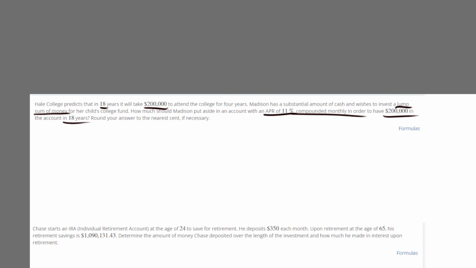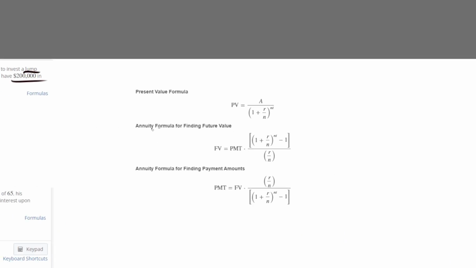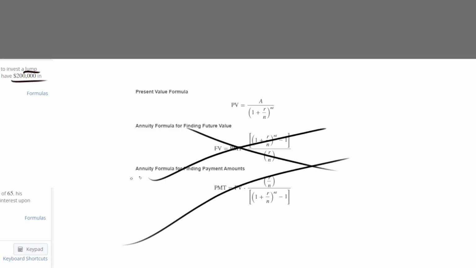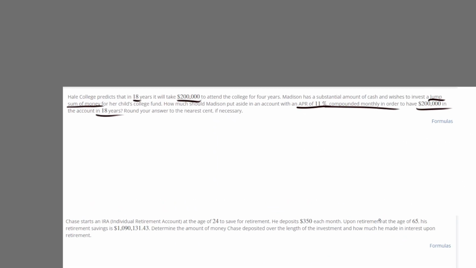We want a lump sum. We are not putting in payments, so any formula that deals with payments, we don't care. So we don't care about this one and we don't care about this one because they both deal with payments. We are looking for the present value formula. We know that we want $200,000 and we want to find the lump sum. We know the APR is 11% compounded monthly.